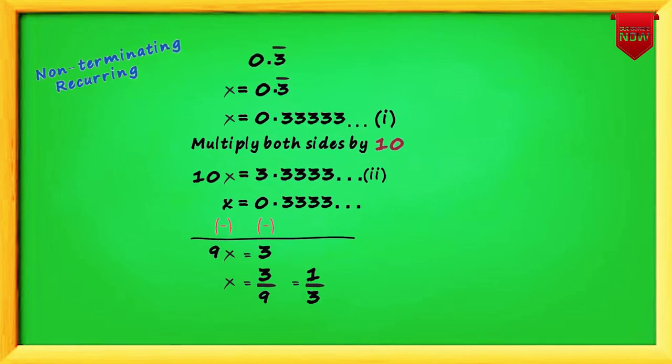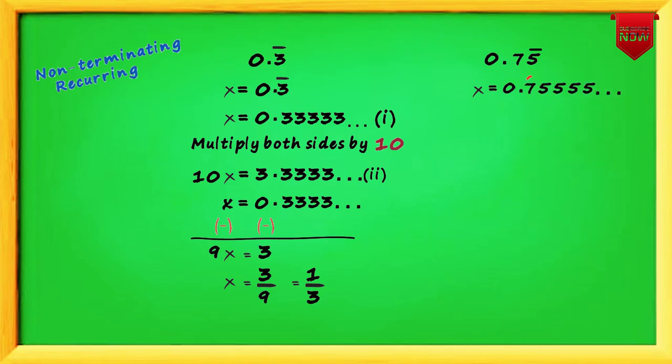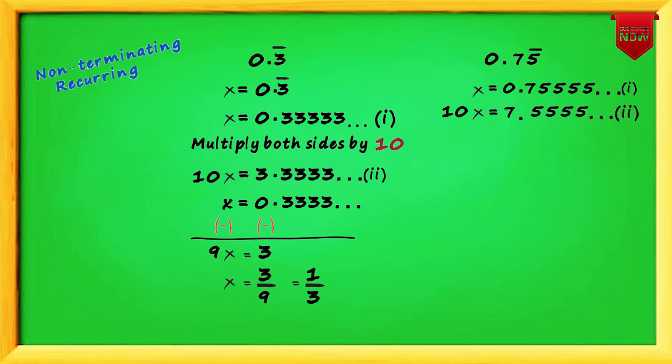But what if we had a mixed recurring decimal, like 0.75 with a bar over 5? Here, x would equal 0.75555 and so on. The digit 7 is not repeated. Let this be our first equation. To convert this into p by q form, we have to eliminate 5555, which is the recurring part. This one's interesting. Let's multiply both sides of the first equation by 10. That gives us 10x equals 7.5555 and so on. Let this be our second equation.